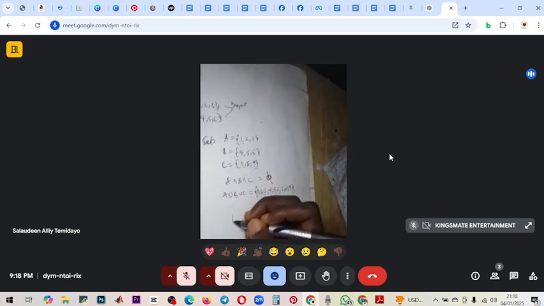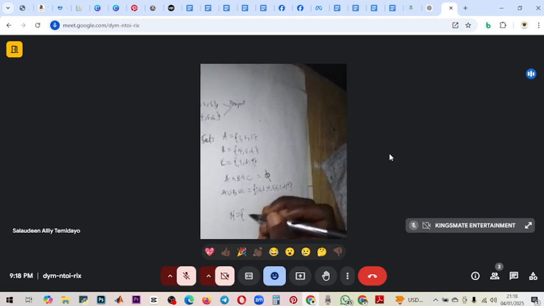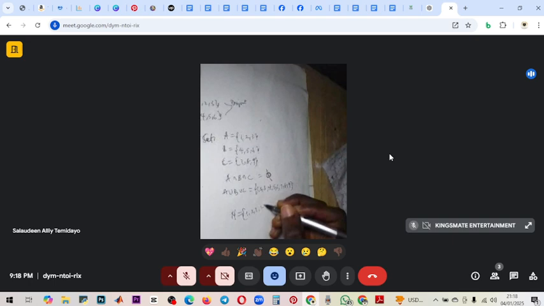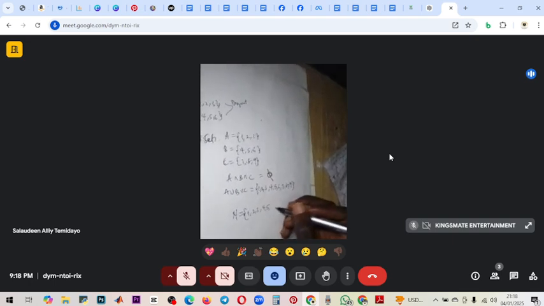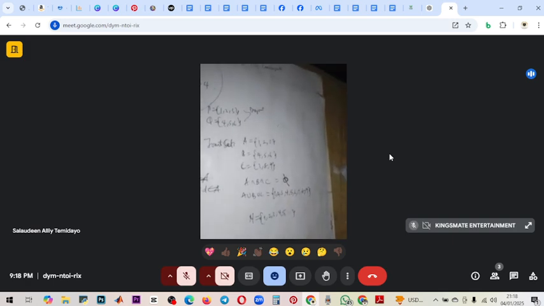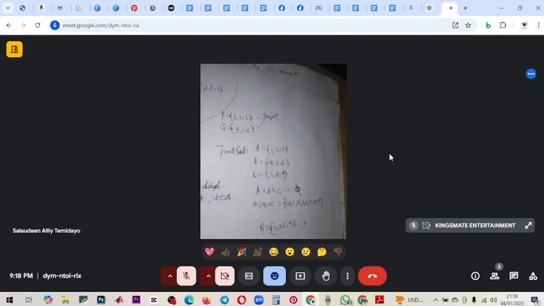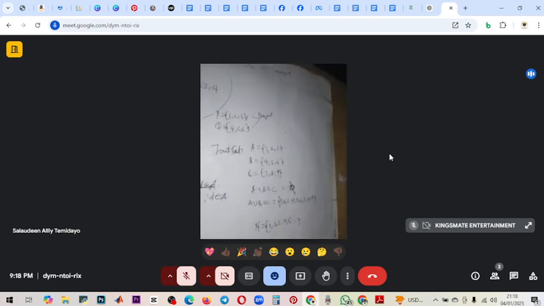that means the set N is equal to all natural numbers. Start counting: 1, 2, 3, 4, 5. I can't finish counting the natural numbers, so I'll just use 3 dots. The 3 dots means infinity, to infinity. So this is a set of natural numbers.